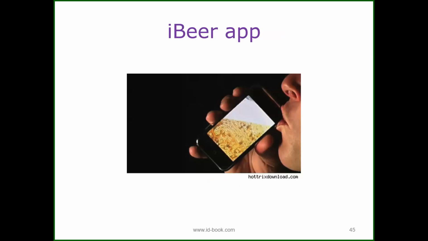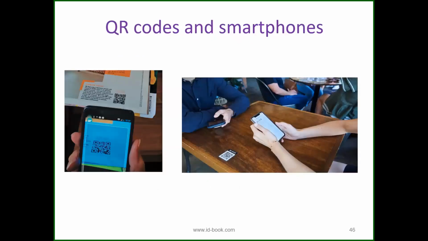Similarly, there is an application called iBeer, which creates an illusion like drinking a liquid or something like that. QR codes and smartphones are greatly used nowadays. You see here, there is a restaurant and there is a barcode. You can scan and you can see their menu items.